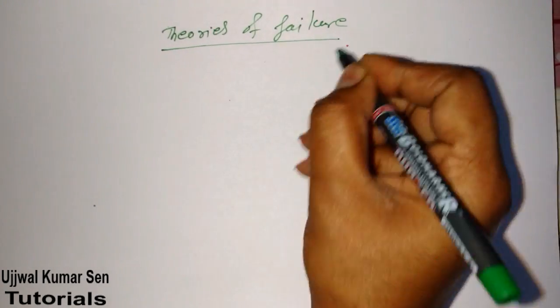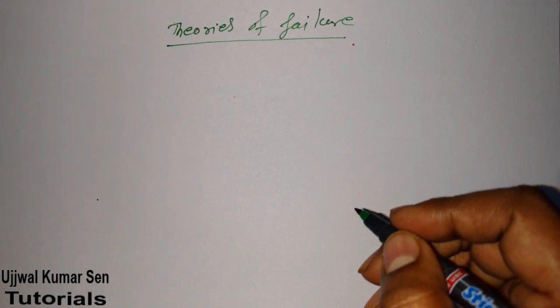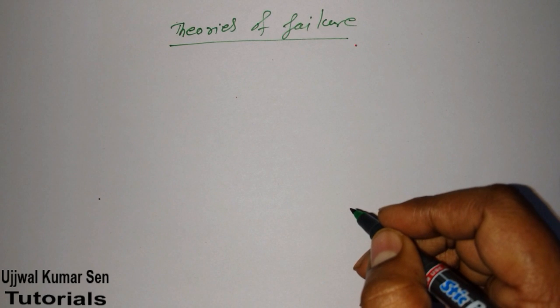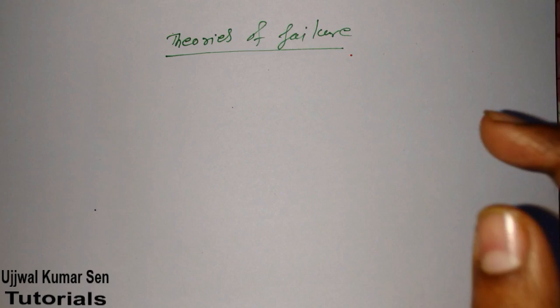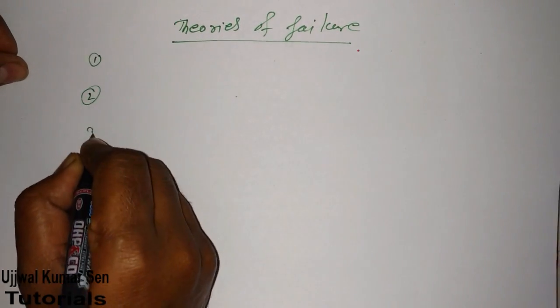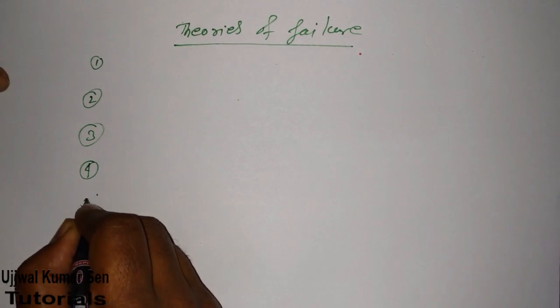So probably I don't know which level you are right now. You are a beginner, or maybe you are advanced, or maybe you are just starting out. So I will start from the beginning, so that you can understand. I am going to share with you all important things only in this video tutorial. So what are basically theories of failure? There are basically 5 theories of failure.